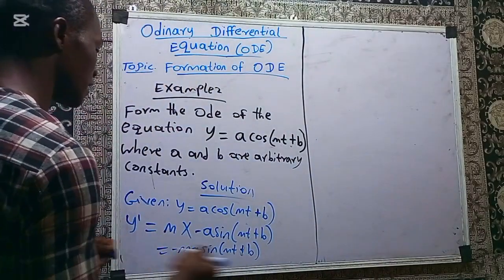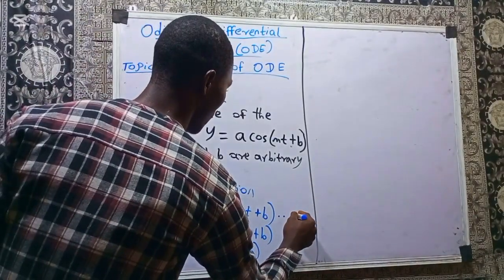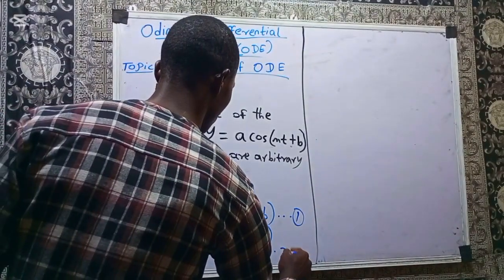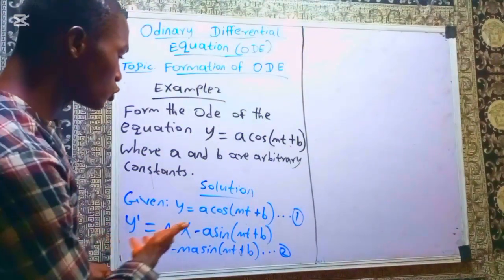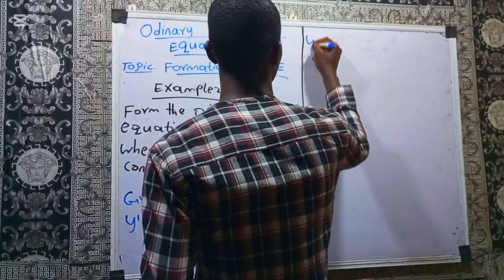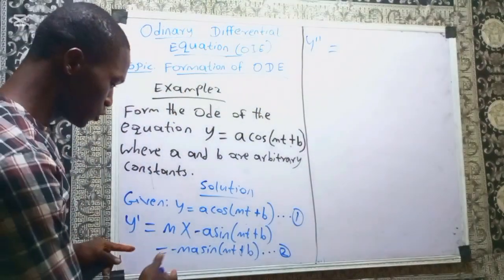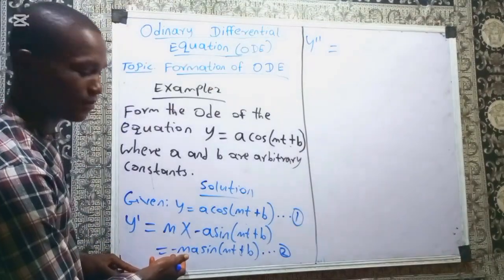So the original equation we have, I'm going to call it equation 1, and this second one I'm going to call equation 2. So we just differentiated once. We are going to differentiate again, since we have two arbitrary constants. y prime prime will be equal to what? We differentiate this again. So you come to this place, you do the derivative the second time.